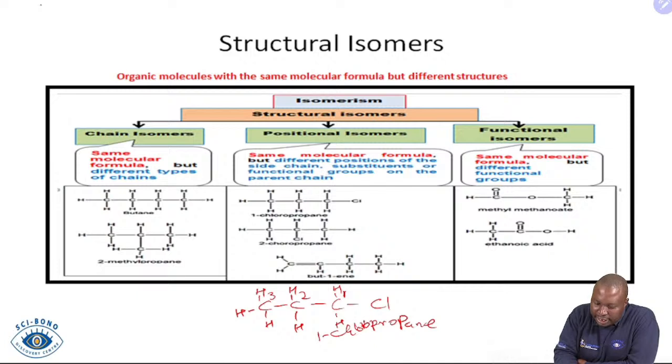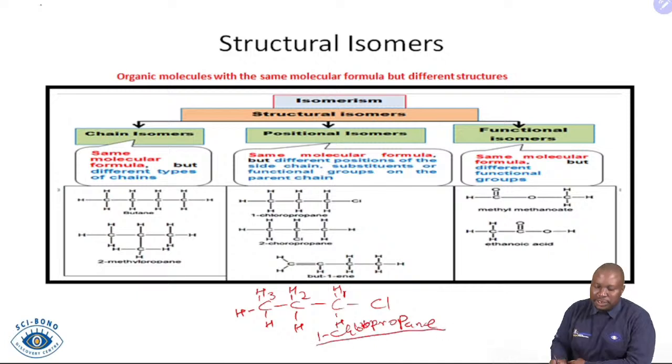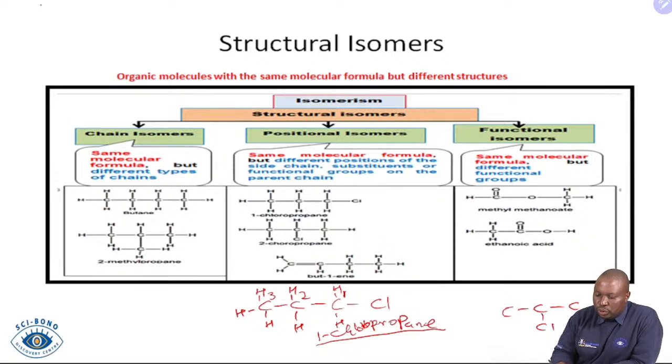Remember, I said one structure, one name. The name must be the same. So that will be 1-chloropropane. So we got the structure of 1-chloropropane. But we can take this chlorine and put it in carbon number 2. So the structure now will change because we'll be having chlorine in carbon number 2. Then the name now will be 2-chloro because the chloro is in carbon number 2.